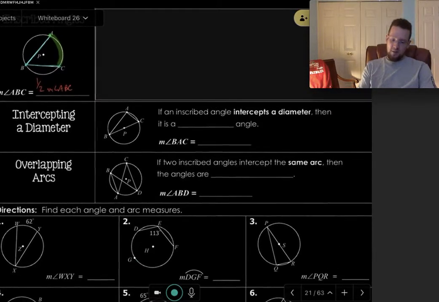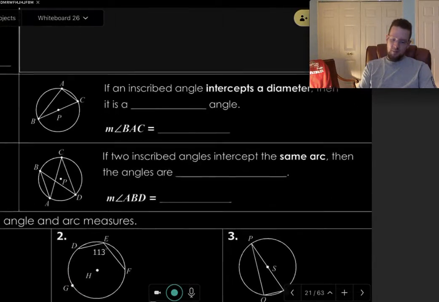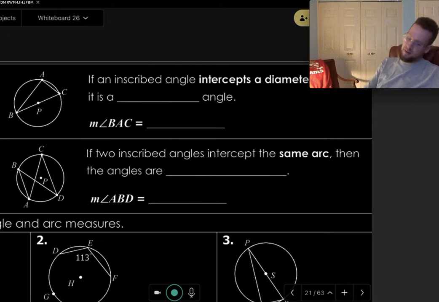All right, but we do have some other stuff. We have what happens when the chord intercepts a diameter. That means what happens when it goes through the diameter. Well, if we have a chord, we have our one chord, and then our other chord is the diameter. When one of the two chords is the diameter, we do form a right angle. That means that there is a right angle formed. So this angle BAC is a right angle.